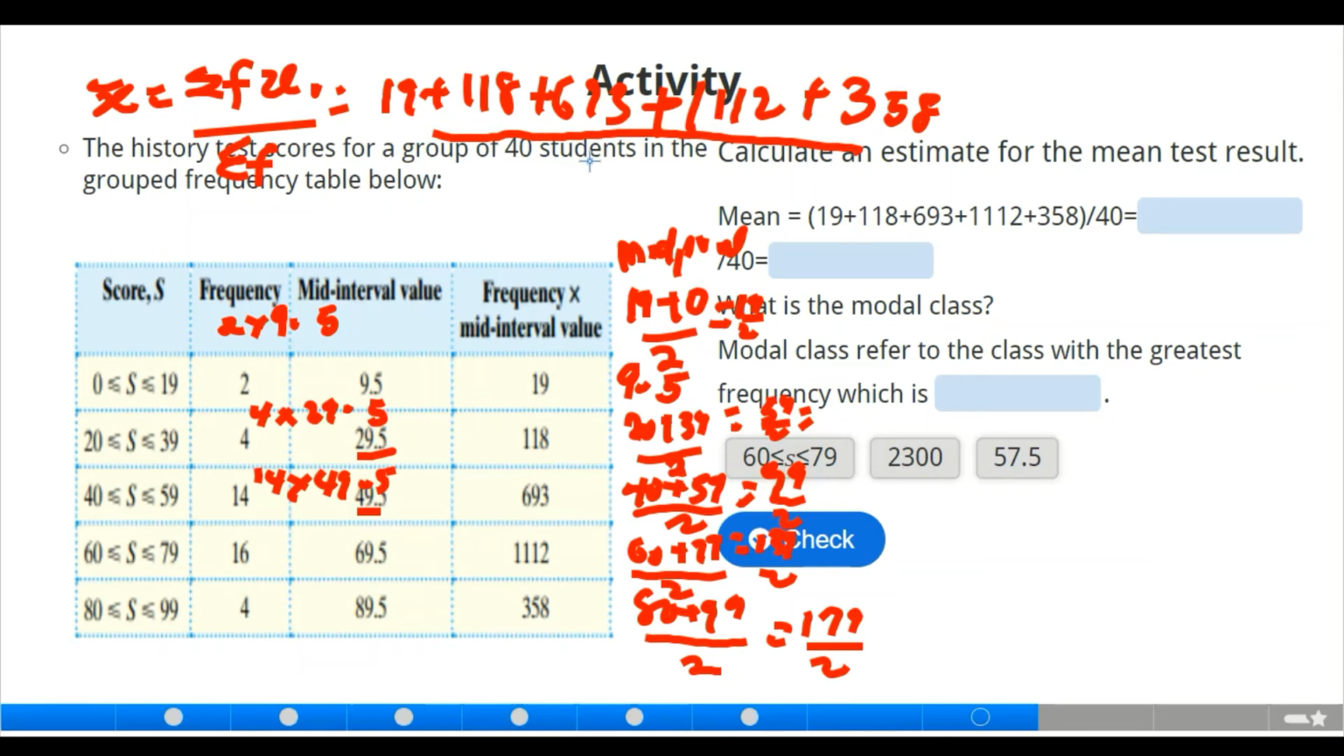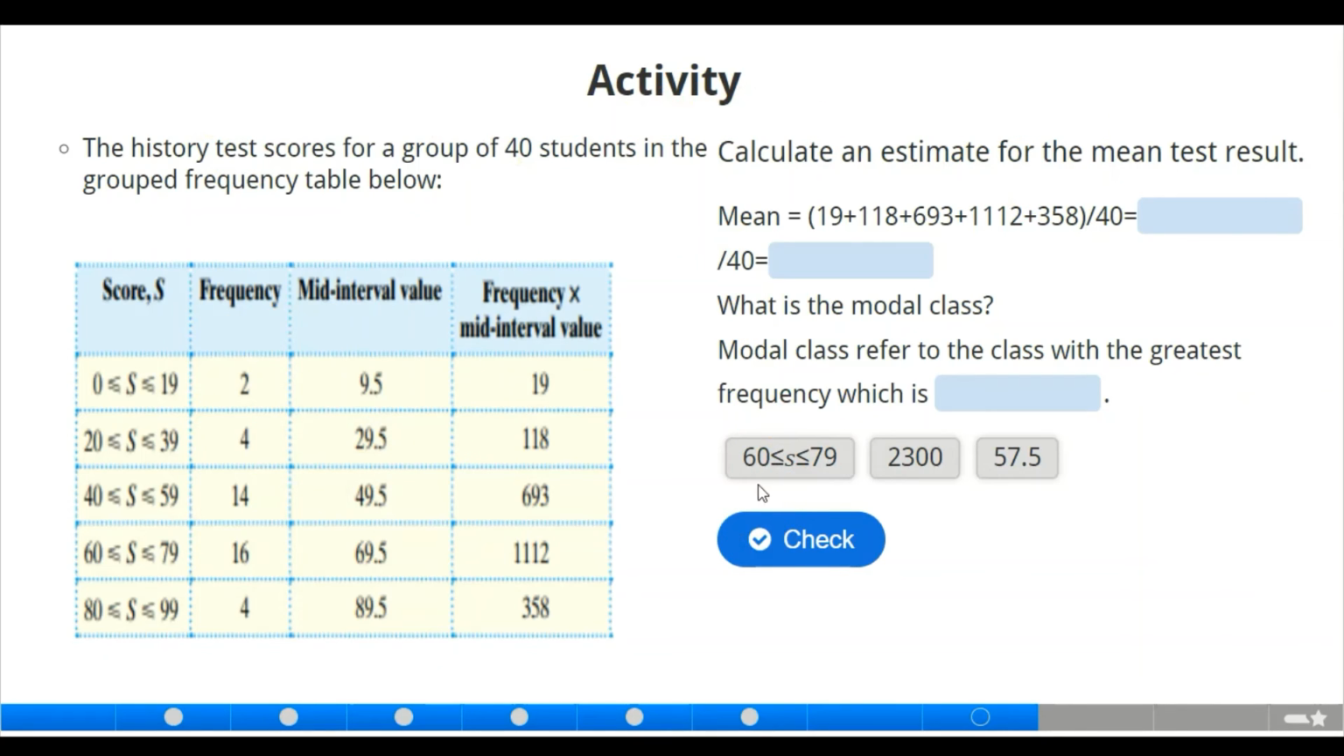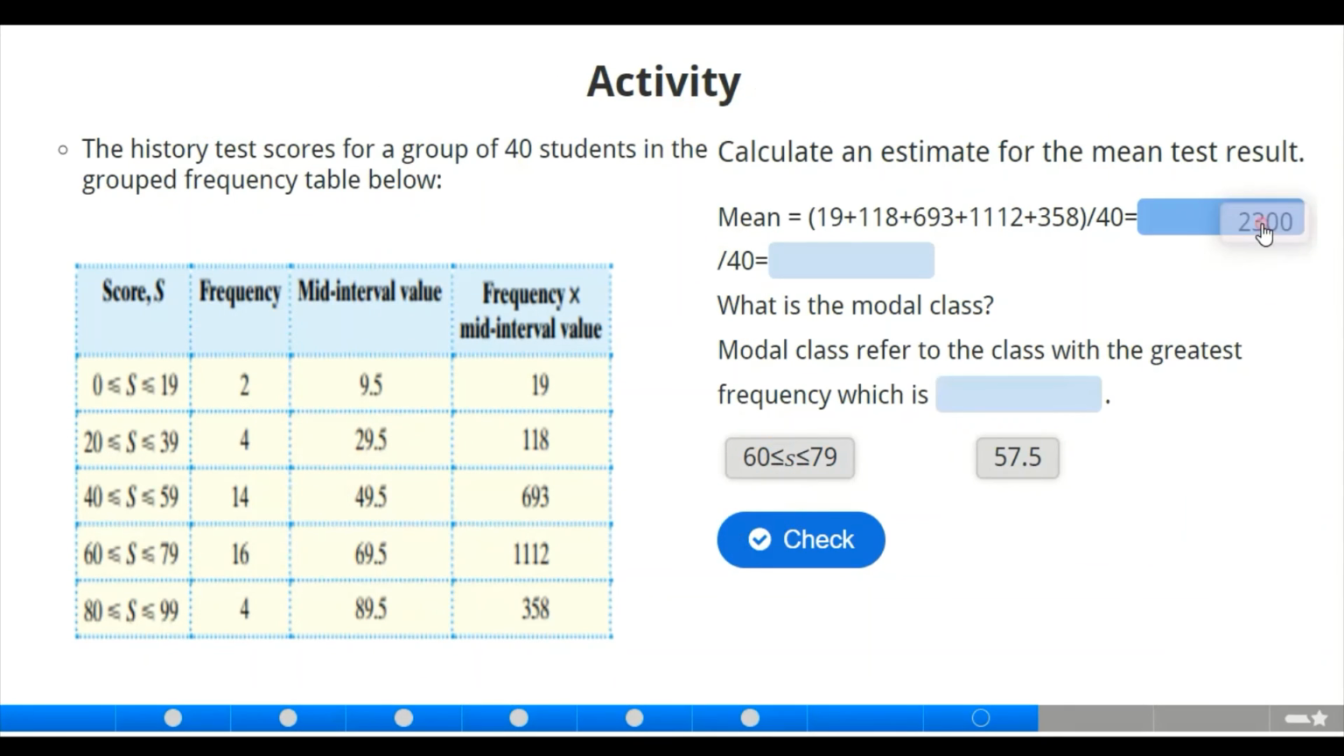The total number of the frequency is what? It is 40, so we divide by 40. Having done that, we add up. By the time we add up, we are going to have 2,300 divided by 40. The answer is going to be 57.5, and that is the mean for this grouped data. So let's drag the right answer into the boxes. After you are done adding this, it will give us 2,300. 2,300 divided by 40 will give us 57.5.